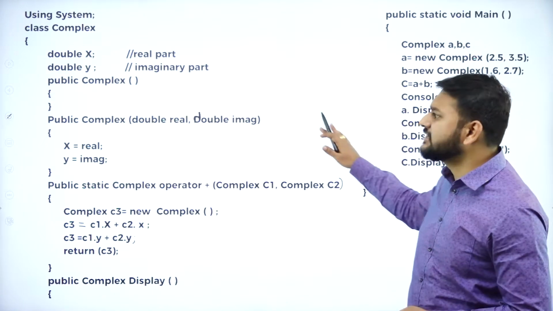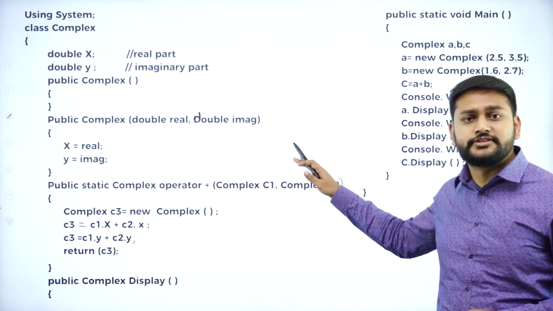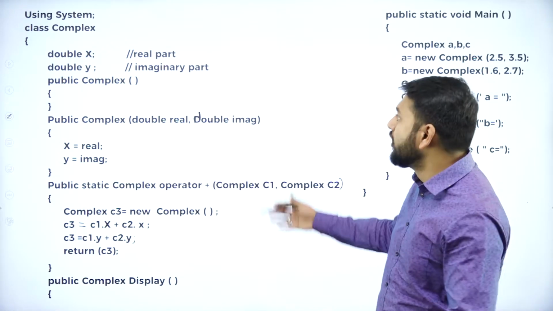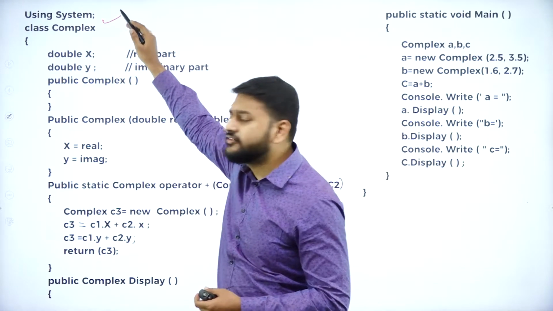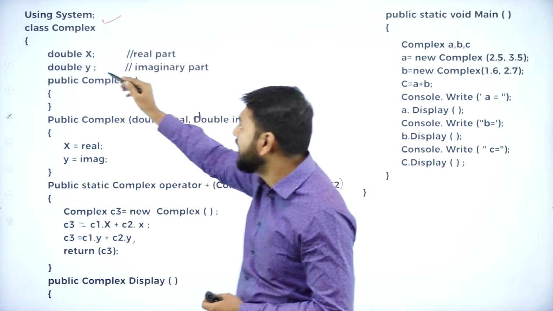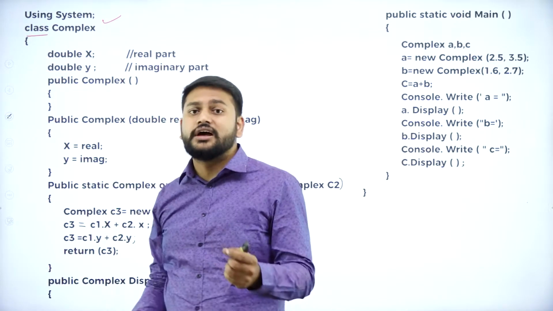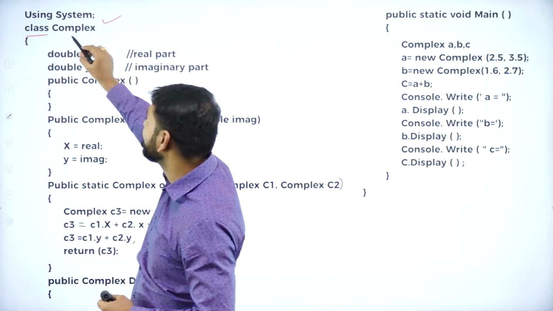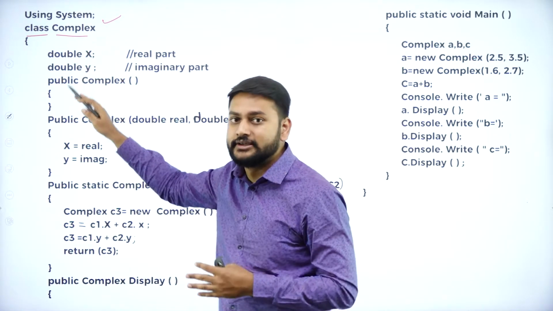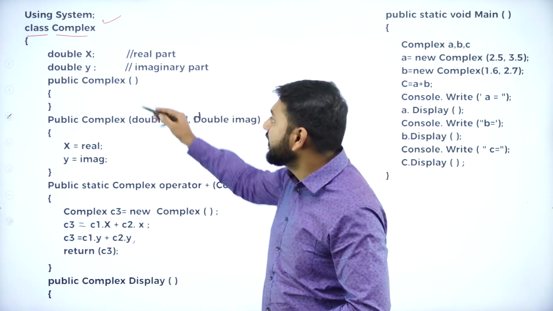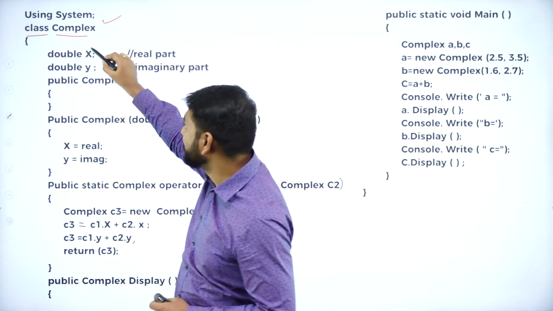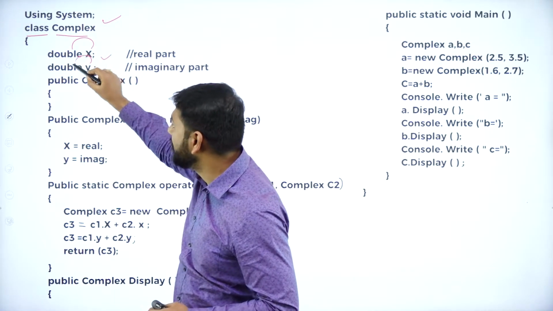So guys, this is the simple program that I have taken to explain the concept of overloading the plus operator. Observe carefully. So you all know that I have a system namespace, and here I have a keyword called class. If I want to declare any class, I have to use a keyword called class, and the name of the class that I have taken here is complex. All right, so I have declared two variables of type double. That's going to be the x and y. So x is a variable of type double and y is a variable of type double.